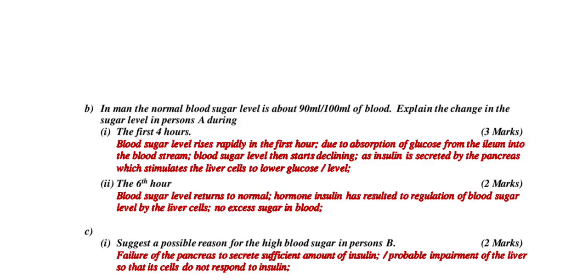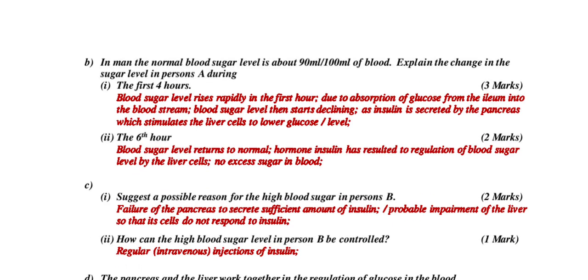So the answer here is that the blood sugar level rises rapidly in the first hour due to absorption of glucose from the ileum into the bloodstream. Blood sugar level then starts declining as insulin is secreted by the pancreas, which stimulates the liver cells to lower glucose level. By the 6th hour, the blood sugar level returns to normal. The hormone insulin has resulted in regulation of blood sugar level by the liver cells, so no excess sugar in the blood.